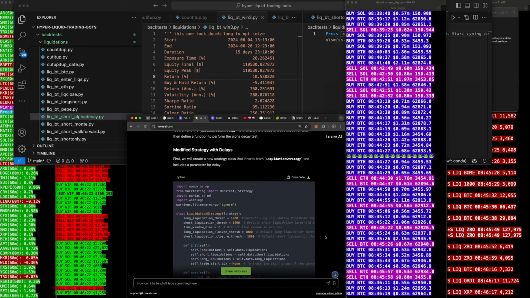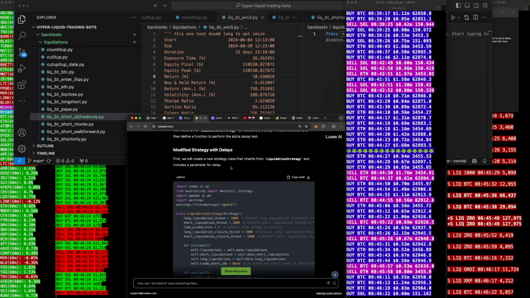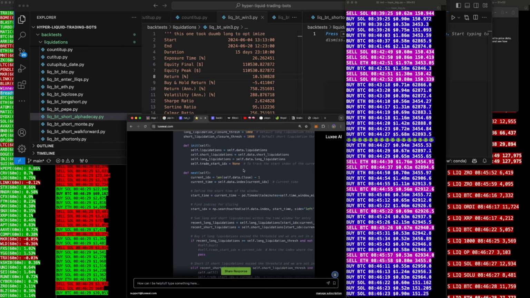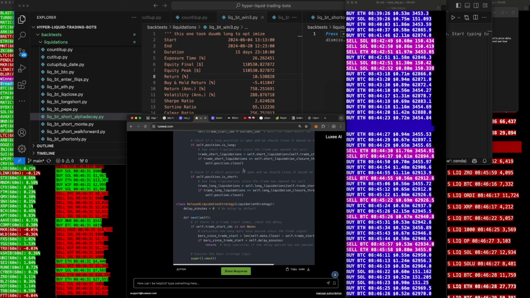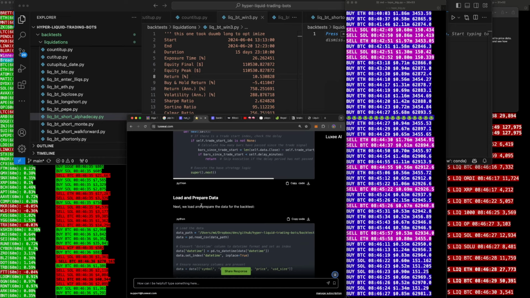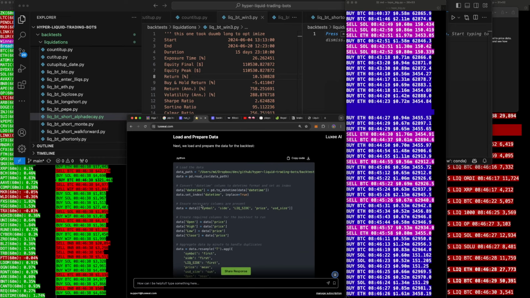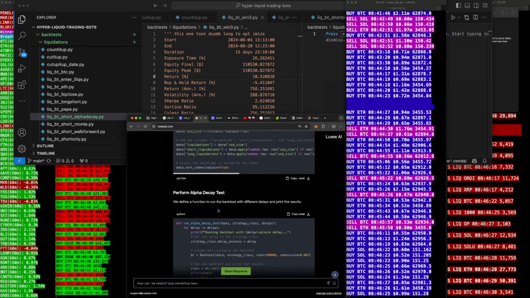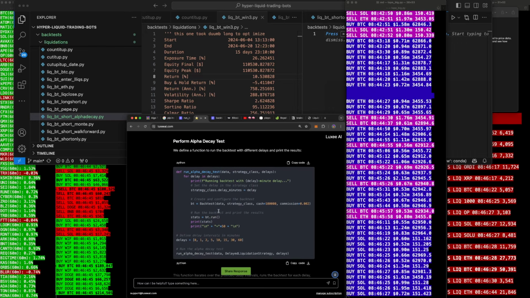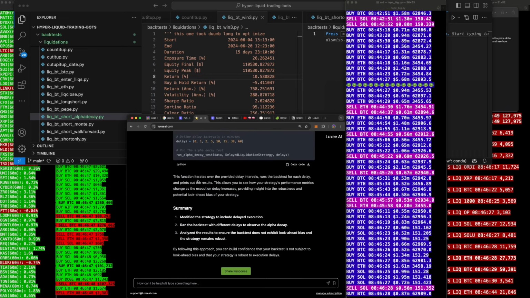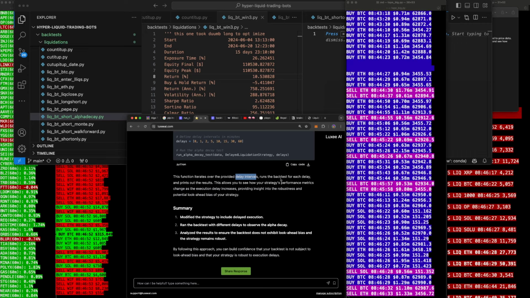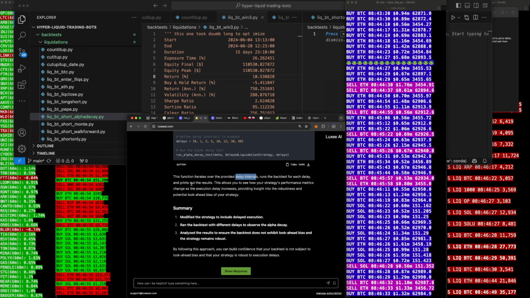Modified strategy with delays. First, we will create a new strategy class that inherits the liquidation strategy. You can see there's a delayed liquidation strategy. Now we load and prepare the data. Then perform the alpha decay test. We define a function to run this backtest with different delays. Summary: this function iterates over the provided delay intervals, runs the backtest for each delay, and prints out the result.